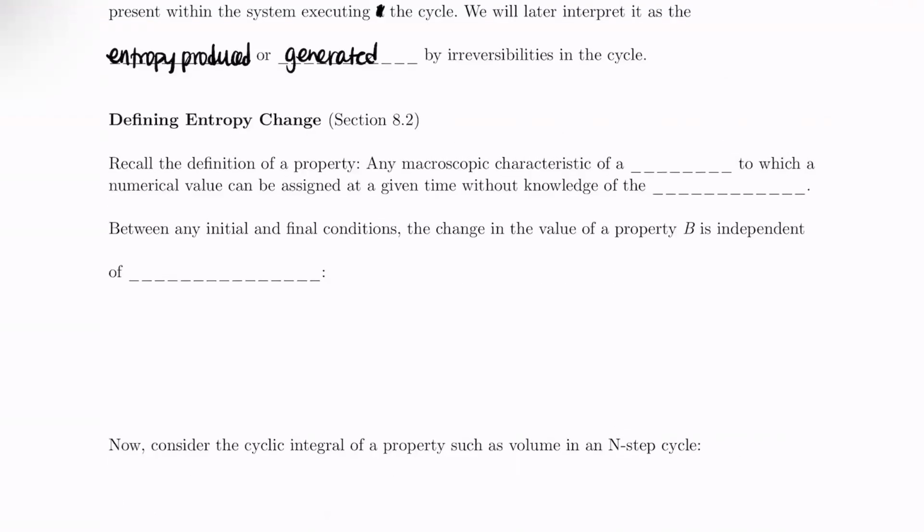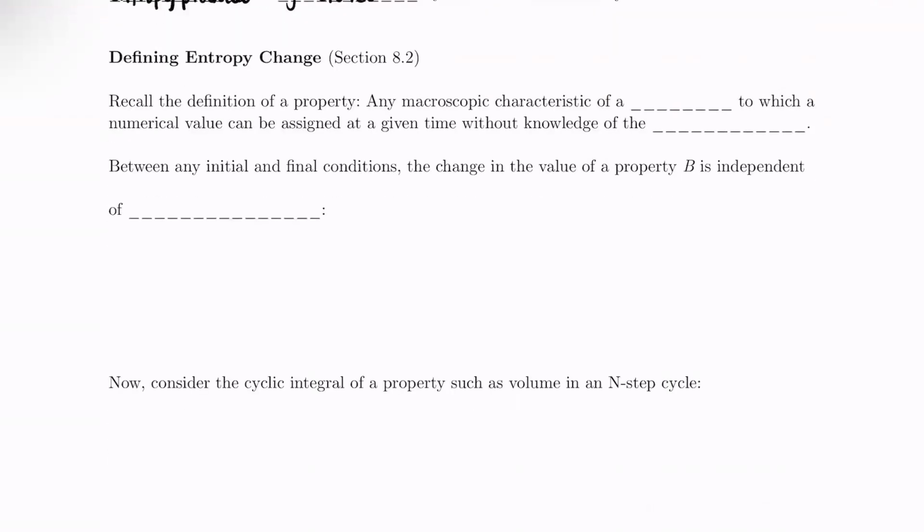Okay, so let's define entropy change now. If you remember from, I think, topic 1, maybe, at the very beginning of this class, we talked about the definition of a property. And when we were doing that, we said that any macroscopic characteristic of a system to which a numerical value can be assigned at a given time without knowledge of the history of the system, that's what a property is.